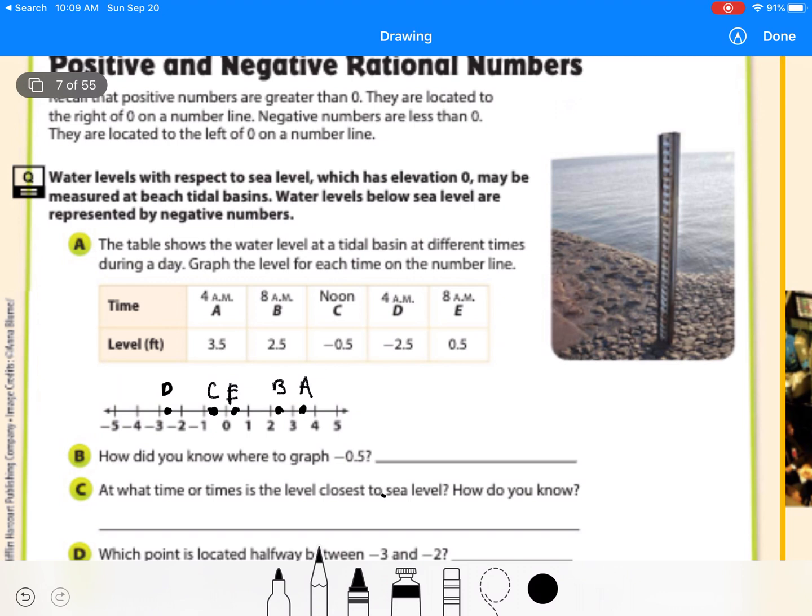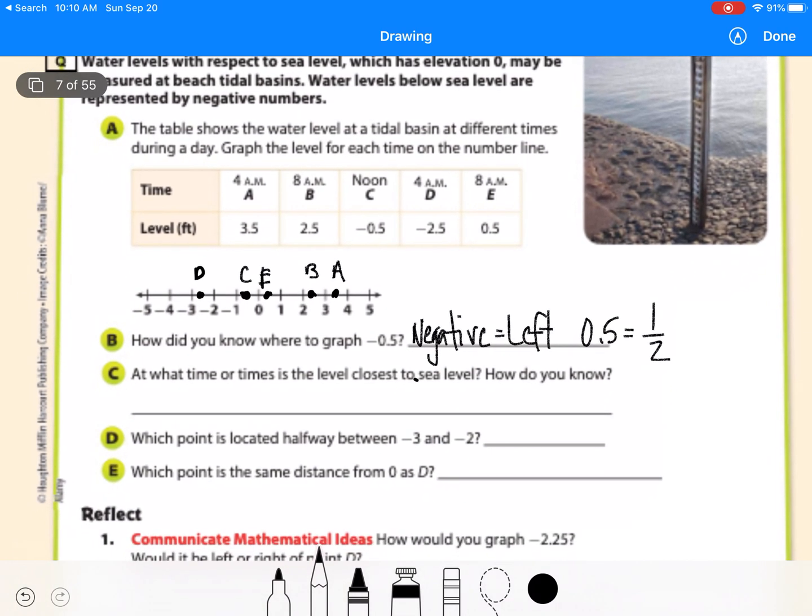How did you know where to graph negative 0.5? We went left because it was negative, and we went only halfway because 0.5 equals 1/2. So I'm going to write negative equals left. 0.5 equals 1/2. So it's in between the 0 and the negative 1, I'm sorry.